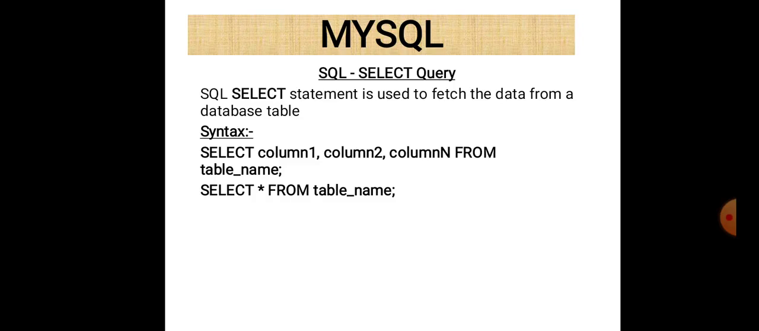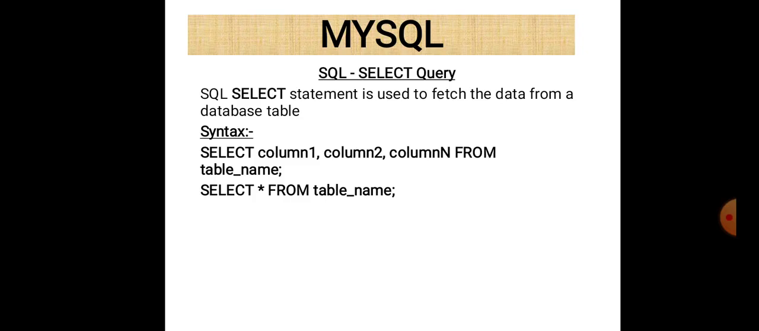When you create different tables in a particular database, now it is time to access the data of that table. For that purpose, there is a command, the select statement, that you can use. The command is very simple. Just write select column name 1, column name 2, comma, column name n. If there are n columns, then you can select any number of columns up to n from the table name. So that is the syntax of the select statement.